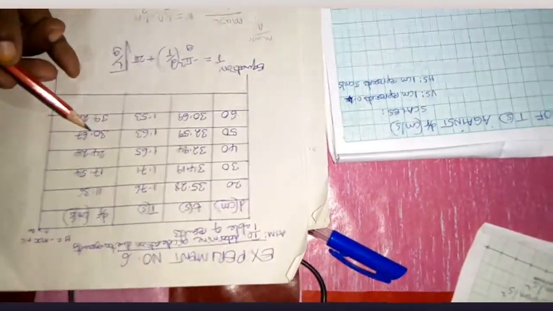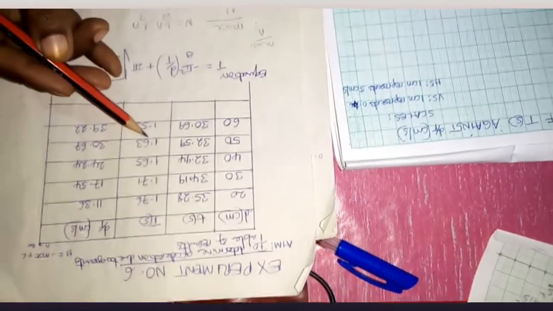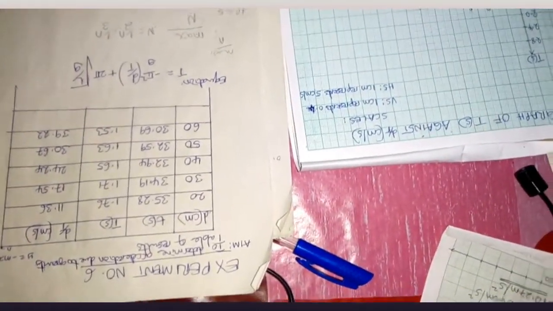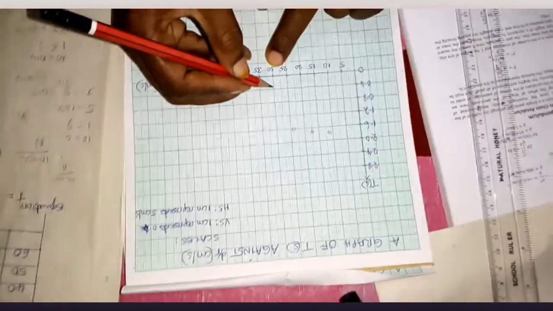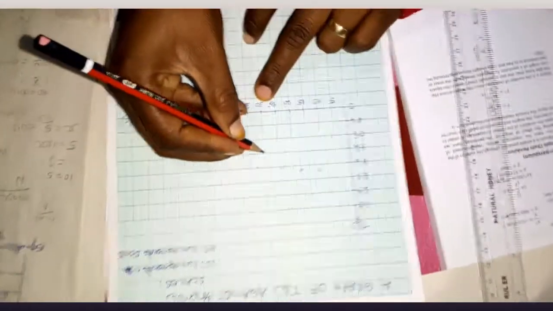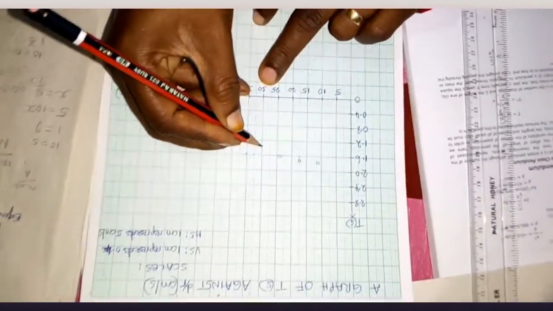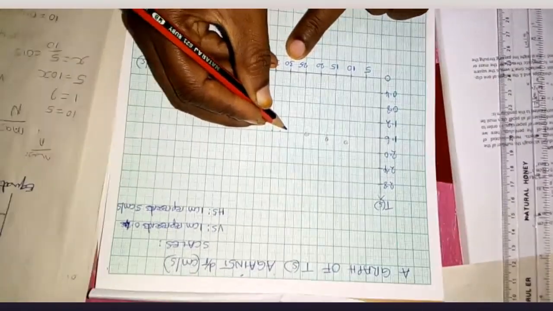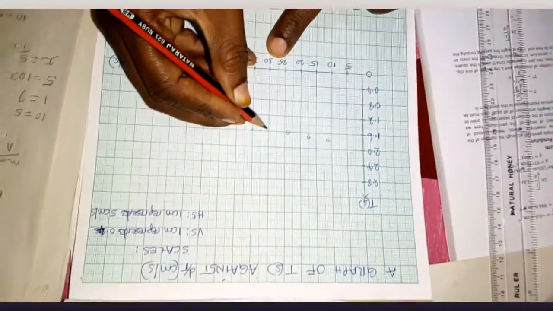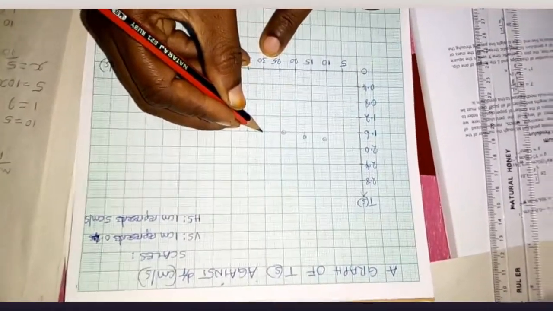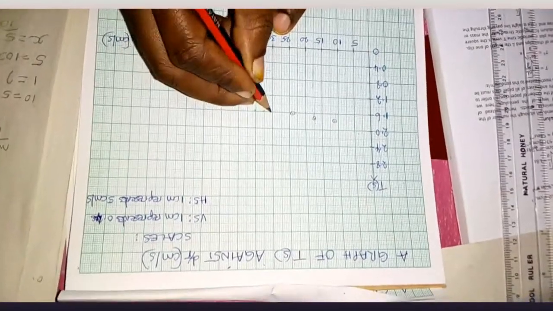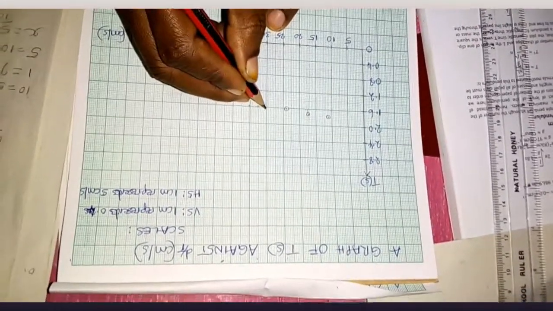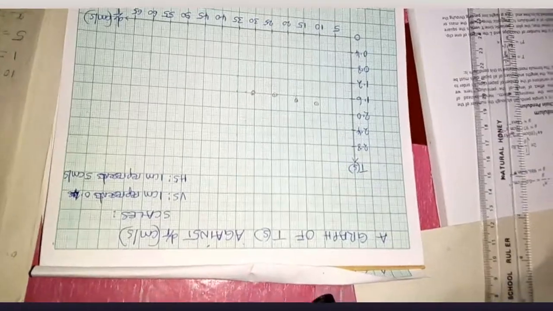Then 30.67 corresponds with the 1.63. This is 30 is here. 30.67. 30 is here. 30.6 tunaenda kwenye hatua moja huku kulia, halafu ina corresponds by 1.63. Hapo zinakaribiana mno.